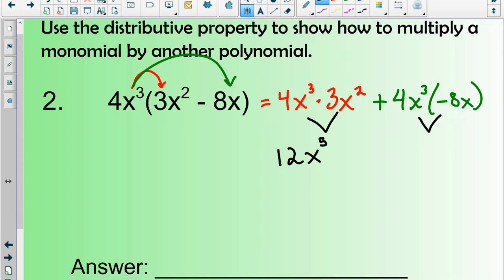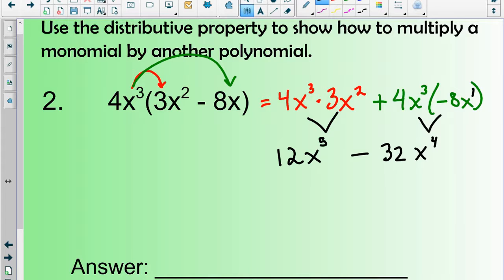In the next part, I'm multiplying a positive times a negative, so I know that's going to be a negative answer. 4 times 8 is 32, and x to the third power times x to the first power is x to the fourth power. Remember, you're adding the exponents. 3 plus 1 is 4.